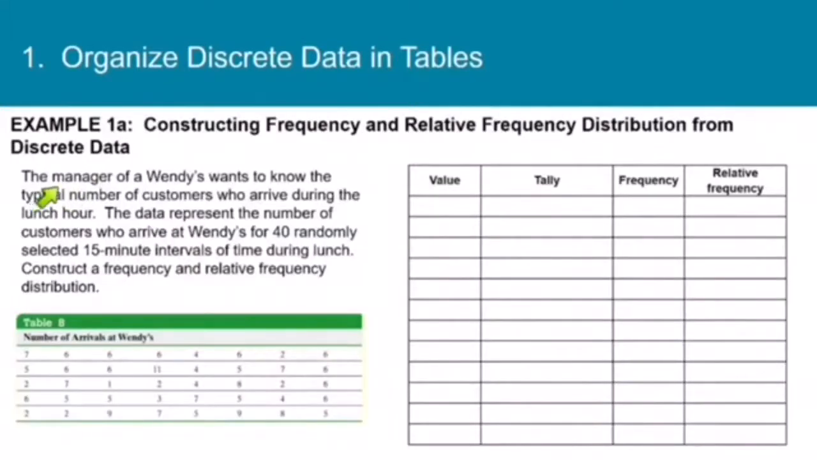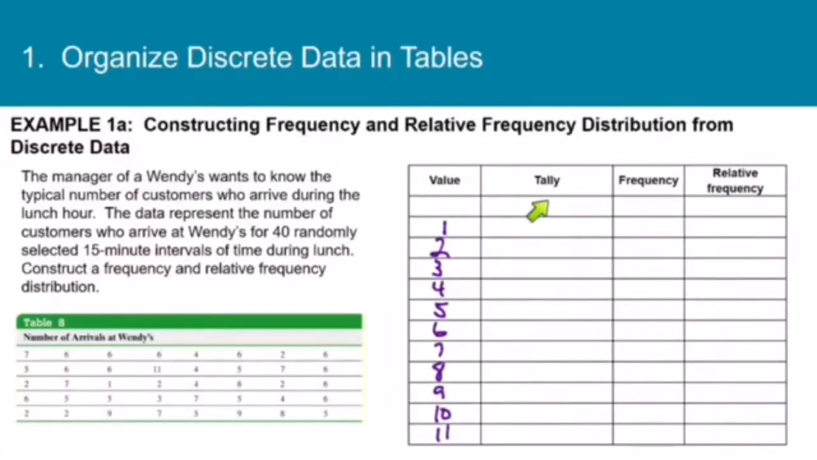Okay, here we have the manager of a Wendy's who wants to know the typical number of customers who arrive during the lunch hour. The data represent the number of customers who arrive at Wendy's for 40 randomly selected 15-minute intervals of time during lunch. Construct a frequency and a relative frequency distribution. Okay, so here we have our table of raw data, and we're going to make classes that each only contain one value. So let's find the smallest value in this table, which I guess is 1, and the largest value, which is 11. And we will need to list each of those in this first column.